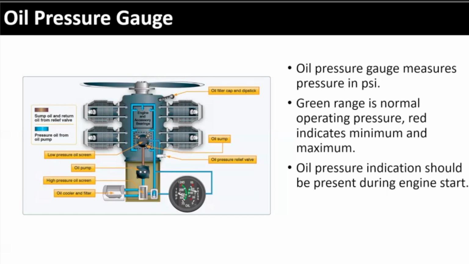Oil pressure gauges, just like you see in a car. Back in my day, they were analog. Now they're mostly digital, right? You get an oil pressure reading, high oil pressure, low oil pressure. You're going to have a gauge in the aircraft with numbers, and most likely it's going to have red, green, maybe yellow, to indicate whether oil pressure is high or where it needs to be. That last bullet point says oil pressure indication should be present during engine start.